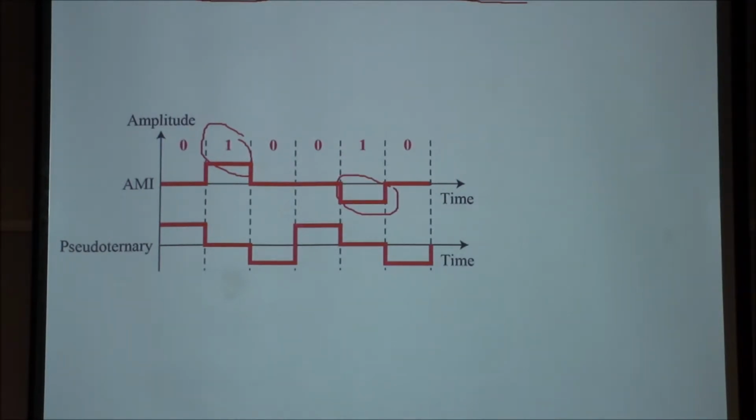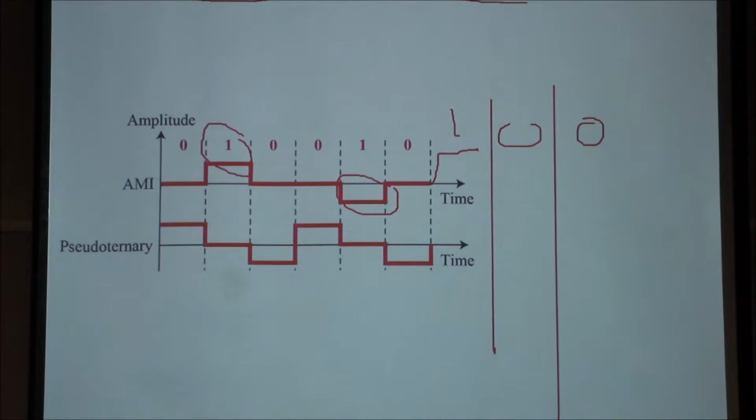For 0, we just have absence of signal, as you can see here. For 1, we alternate from positive polarity to negative polarity. So here we have positive polarity, then when we have another 1, we'll do negative. If we have 1, 0, 0, we will have a positive polarity for 1, then an absence of signal for 0, 0. So this is AMI.